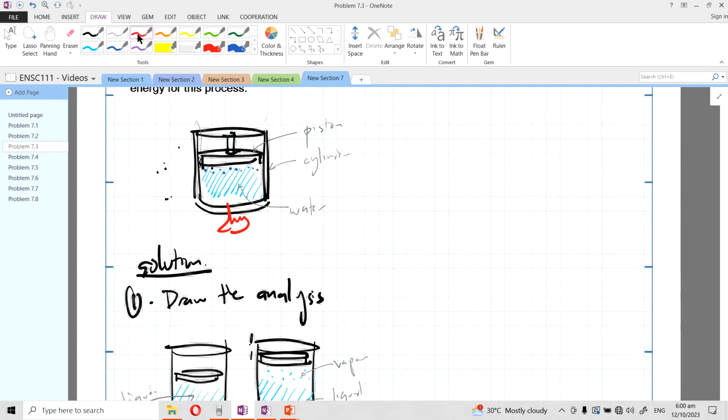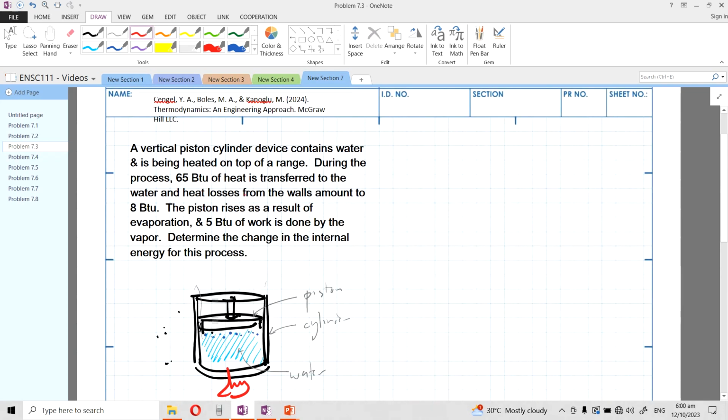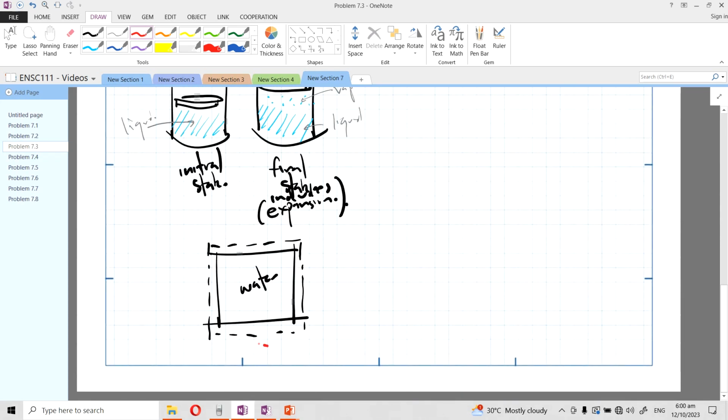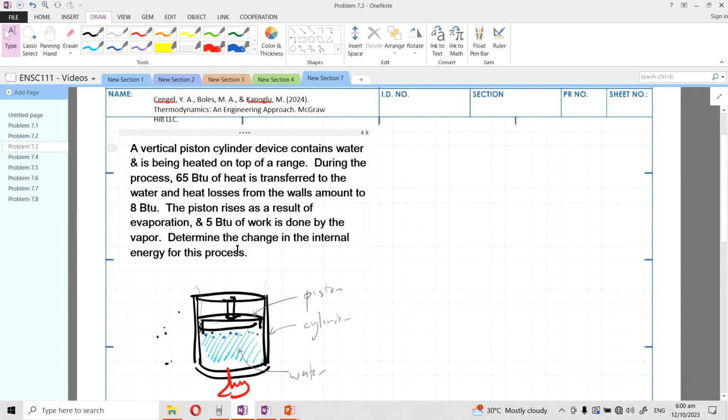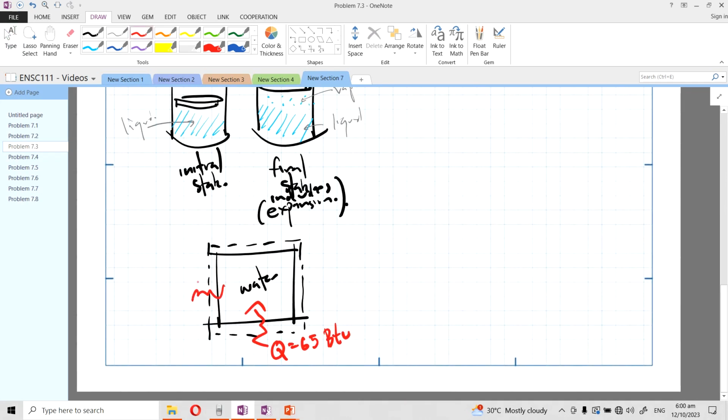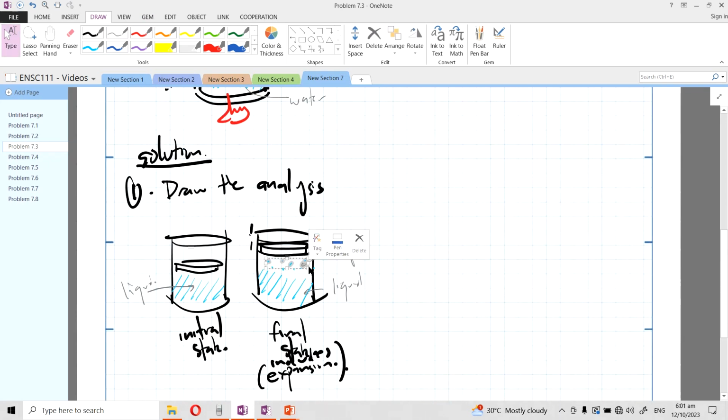Right, so now the interactions. So we have heat input of Q equal to 65 BTU, and then heat output of 8 BTU. Okay, the next is the work output. So there is expansion. So recall that in topic 6, we have discussed the different types of work transfers.